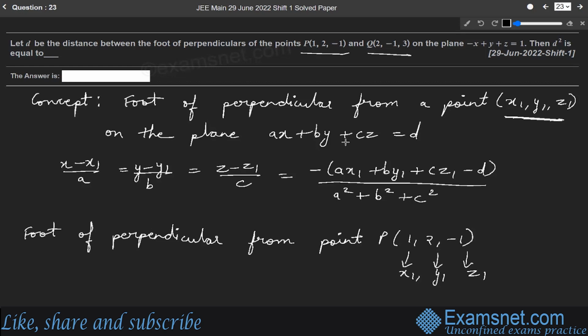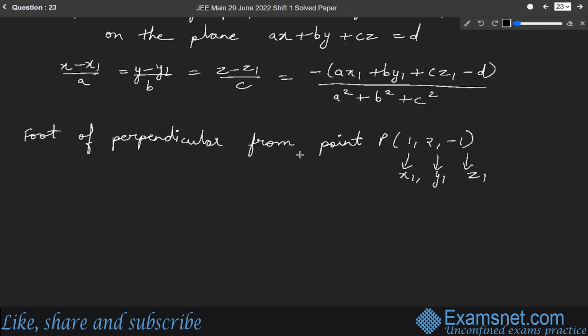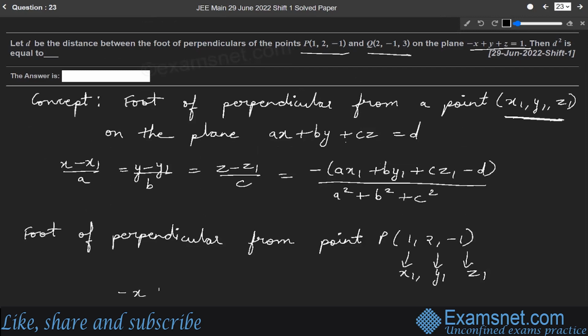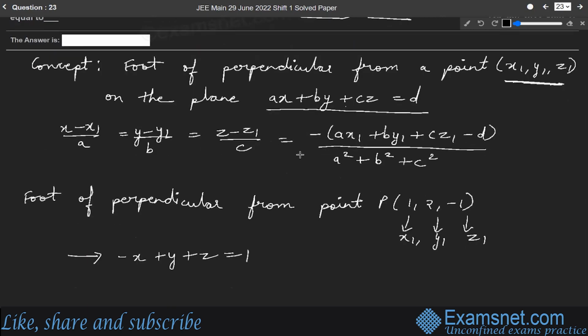Okay. And we know that this is given on the plane. So what is the plane that is given in the question? It is minus x plus y plus z is equal to 1. All right. So the plane is minus x plus y plus z is equal to 1. When we compare this equation of plane with the standard equation of plane, that is ax plus by plus cz is equal to d, we get the values for a, b, c and d. Am I right? Yes. Because what is a? A is the coefficient of x, b is the coefficient of y, c is the coefficient of z. All right. What is coefficient?